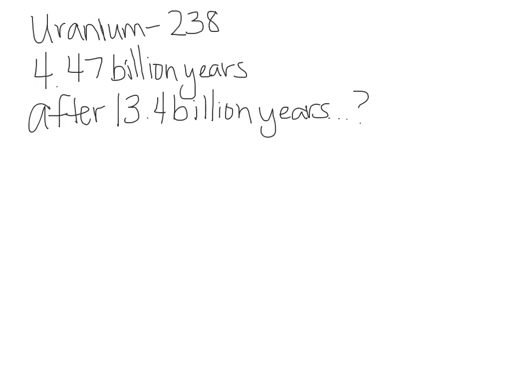Number 3. Uranium-238 decays very slowly with a half-life of 4.47 billion years. What percentage of a sample of uranium-238 would remain after 13.4 billion years? So this problem is a little bit different. First of all, we're going to have to figure out how many half-lives went by in 13.4 billion years. So to do that, we look at 13.4, our total amount of time, and we divide it by the length of one half-life.